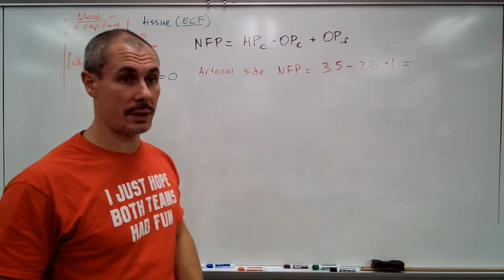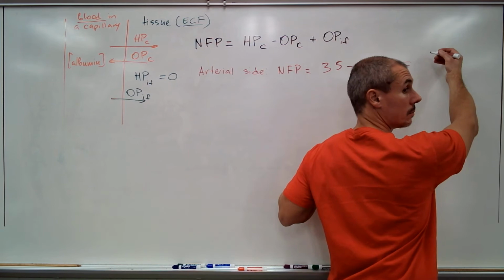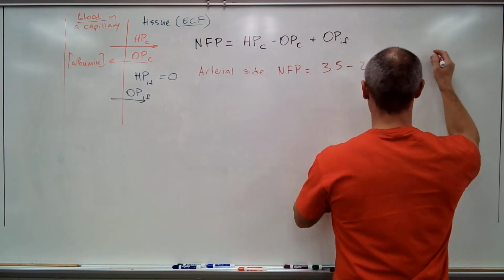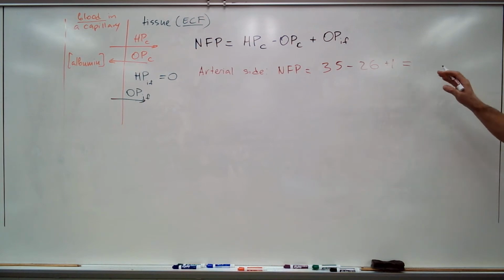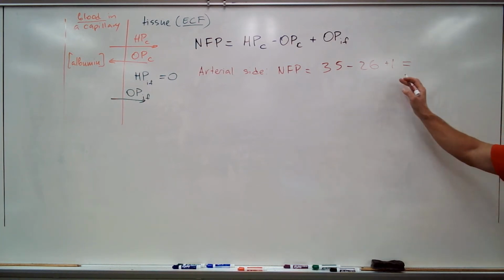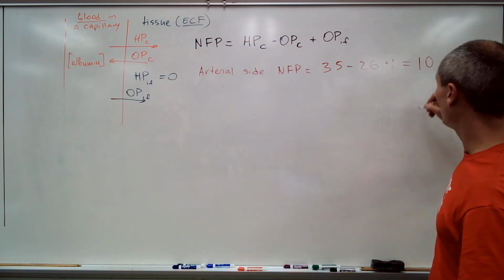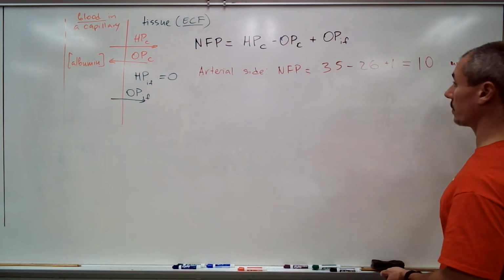What is the result of this calculation? (35 plus 1 minus 26) gives you, I would say, if I would put a dollar sign in front of it, that would be no problem. 10. 36 minus 26, right? So you got 10. Units are millimeters of mercury, but that's unimportant.